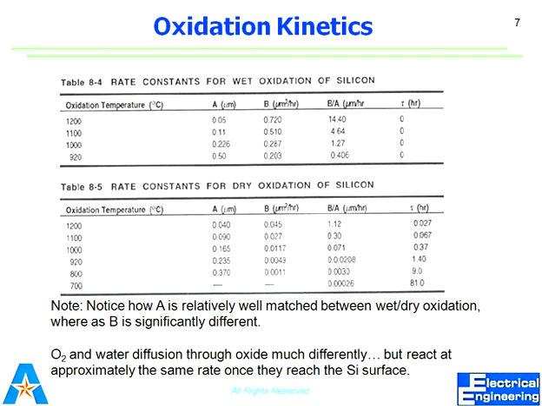So you can see that the higher the temperature, the greater the value of the rate constant. If you compare 920, B is equal to 0.203. And if you talk about 1200, B is equal to 0.720. I'm talking about the parabolic reaction rate constant, so that is much higher. As the temperature is high, the reaction rate would be high.